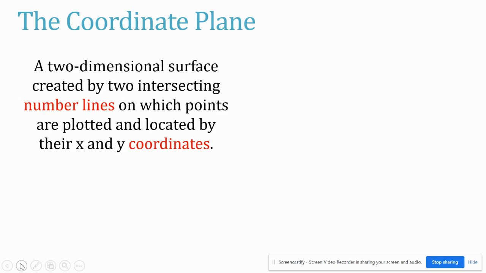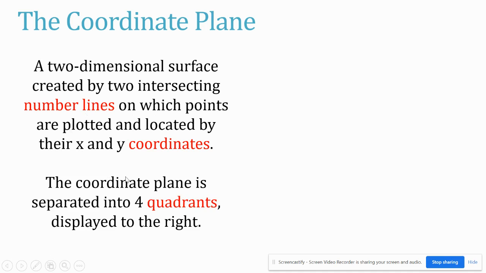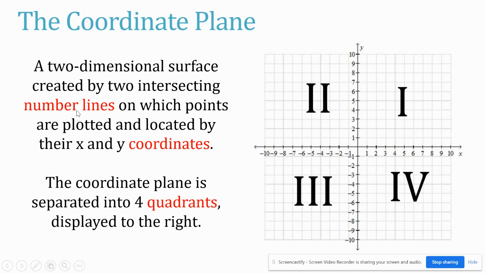It's a two-dimensional surface created by two intersecting number lines on which points are plotted and located by their x and y coordinates. The coordinate plane is separated into four quadrants displayed to the right. So here we have the coordinate plane. Hopefully it looks familiar. We have quadrant 1, 2, 3, and 4.